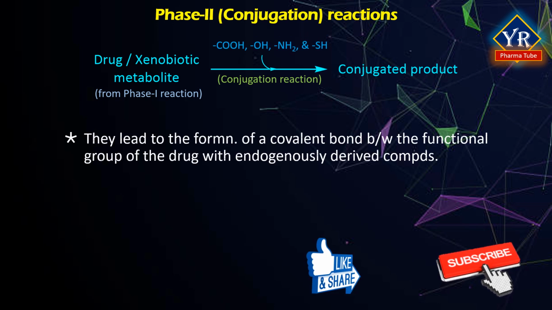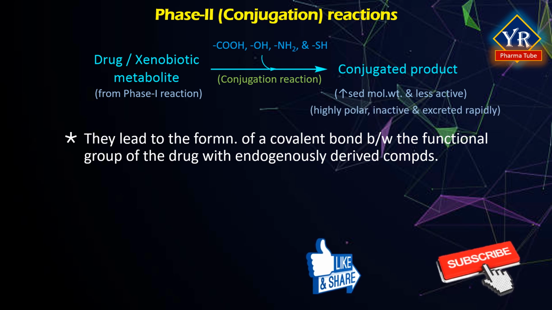These reactions lead to the formation of a covalent bond between the functional group of the drug molecule or a phase 1 metabolite with endogenously derived compounds as mentioned above, that is glucuronic acid, sulfate, glutathione, amino acids, acetate, etc. The addition of these groups onto the drug molecules produces products in the conjugation reactions that have increased molecular weight and tend to be less active than their parent molecule. These highly polar conjugates are generally inactive and are excreted rapidly in the urine and feces.